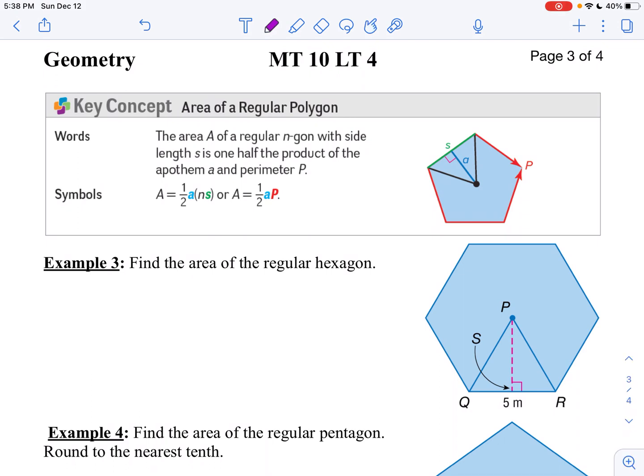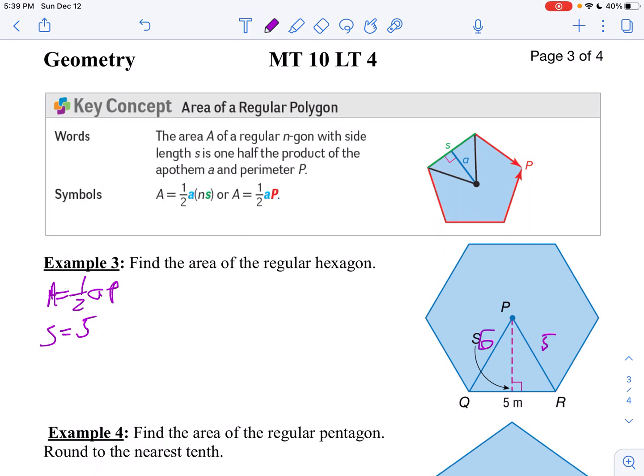So I know the formula is A equals 1/2 AP. Well, in this case, I know P is 5, right? No, I don't know P is 5. The side length is 5. So I know the side length is 5. And since it's a hexagon, I know each side is 5. Oh, it's an equilateral triangle here.